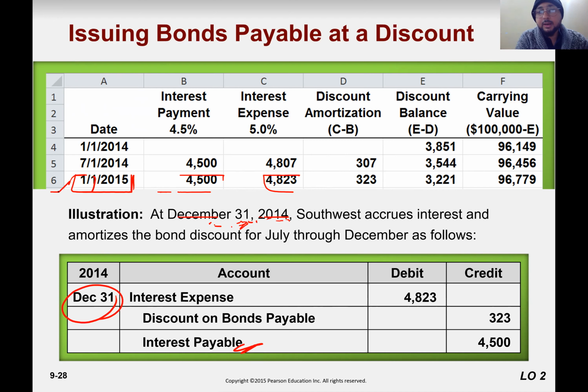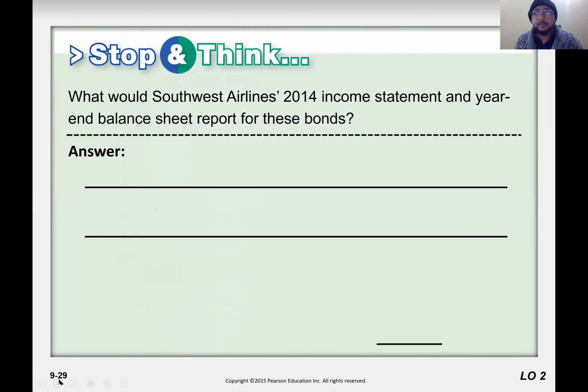So payment dates are 1st January, but the books closing date, or fiscal year or financial year closing date, is 31st of December. So on 31st of December, this is payable, this is a liability, right? Now, stop and think, this is a concept checker. What would Southwest Airline's 2014 income statement and year-end balance sheet show for these bonds?